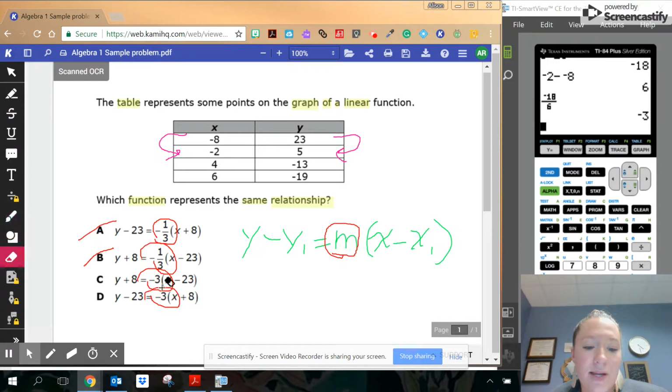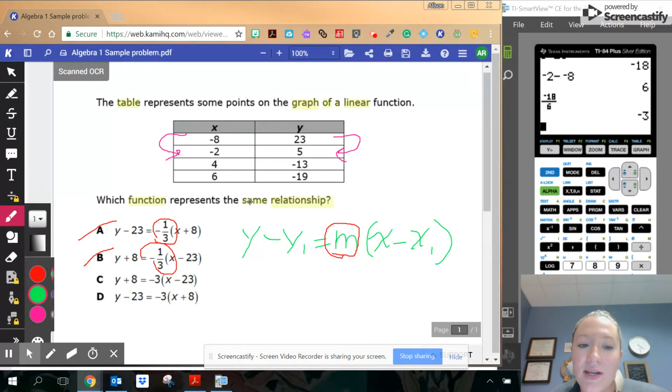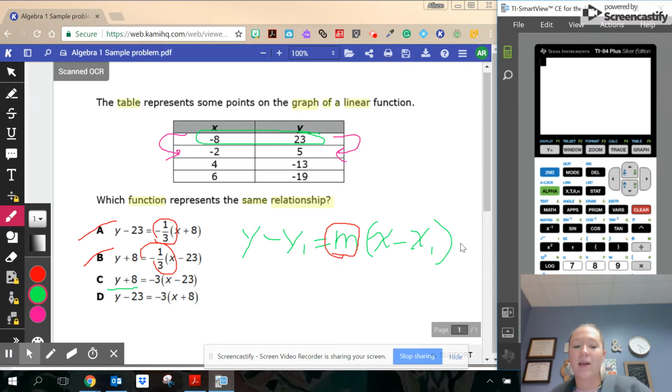I'm going to do some erasing here so that we can see these equations nice and pretty. Let's pick one of these points. I'm going to pick the first one just because it's the first one there. That means that when I see this y value, I'm going to plug in this 23. When I see this x, I'm going to plug in this negative 8, and let's see if we get the right answer. Let's start on the left side of answer choice C. Y is 23, so 23 plus 8. I'm just doing what the equation tells me to.